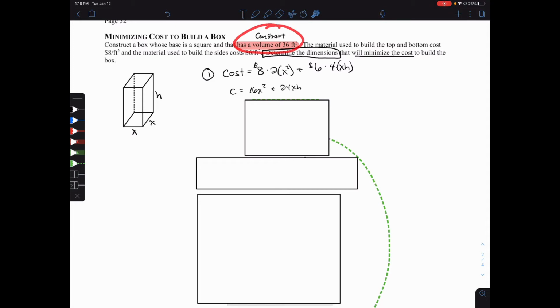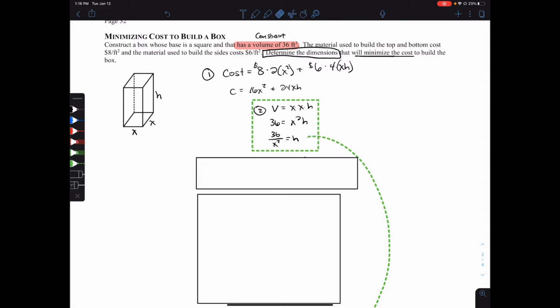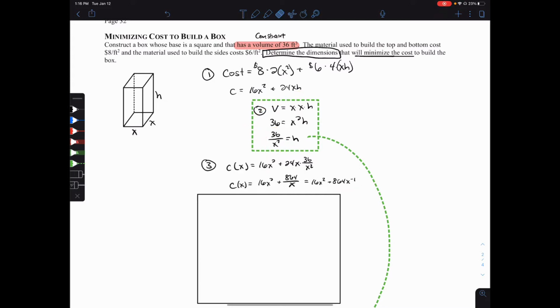Then we want to figure out a relationship between x and h with the constraints. Well, to find the volume of a rectangular prism, take the area of the base times the height. Base is a square, x times x is x squared, times the height is h. It says this volume is supposed to be 36, that's why we put 36 in for v. We get one of the letters by itself, h is the simplest, so we get h is equal to 36 over x squared. We're then going to plug this into the h value here, which gets us to step 3.